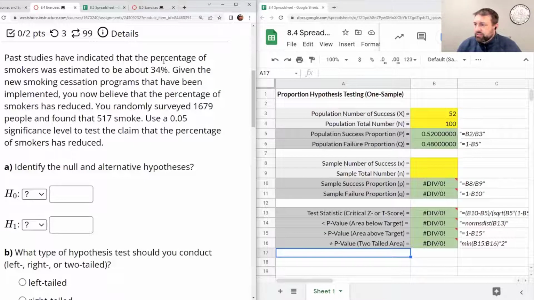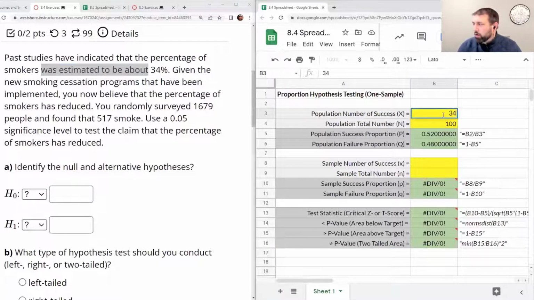Past studies have indicated that the percentage of smokers was estimated to be about 34%. So again, this is the population. The percentage of smokers was 34%. So we're going to put 34 over 100. That gives me my p-value of 0.34, q-value of that.